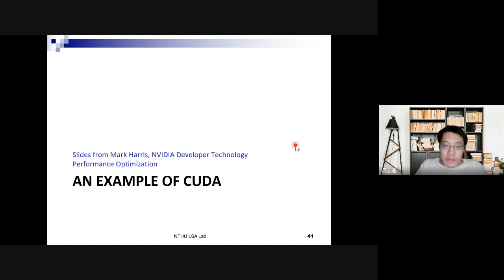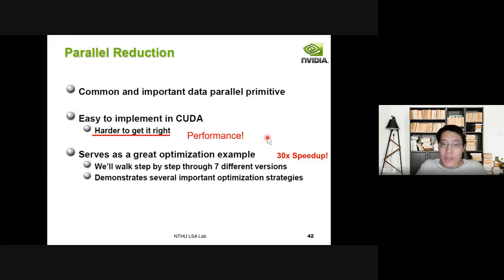So finally, we will use an example to show how we could apply all the techniques, probably not all, but most of the techniques we introduced, and to show exactly how much performance can be achieved in a real case study. As we mentioned at the beginning, it's usually not hard to port your CPU code to the GPU, but it's really hard to get the best performance. And the example we show you, after a series of optimizations, can achieve a speedup of up to 30 times. So it's quite a significant improvement.